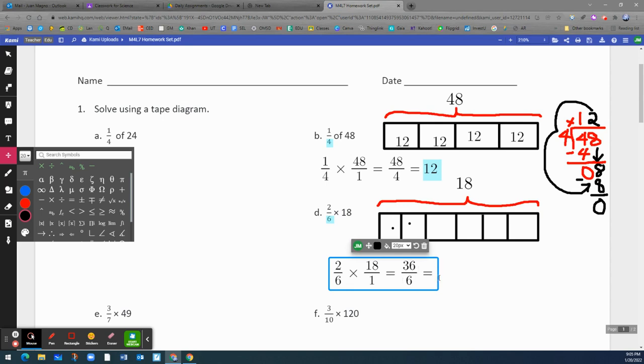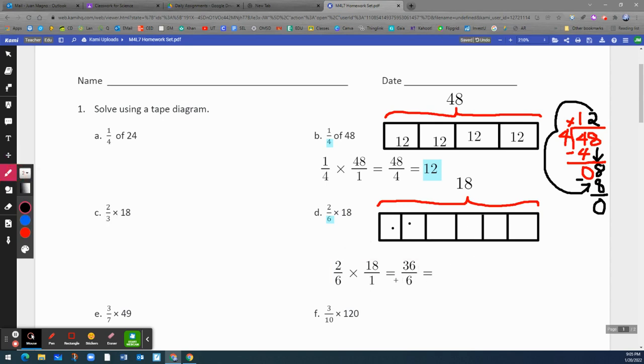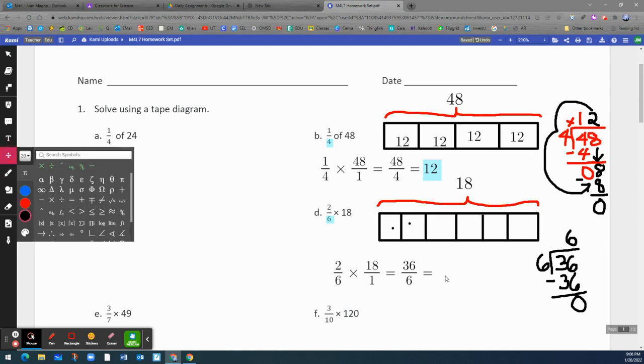And the total for this is going to be, let's create a division. That is 36 divided by 6. If you know that 6 times 6 equals 36, then the quotient for this division is 6. 6 times 6 equals 36. And as you can see, the 36 and the 36 cancel each other out, and now there is a 0. So the answer for this problem is 6.